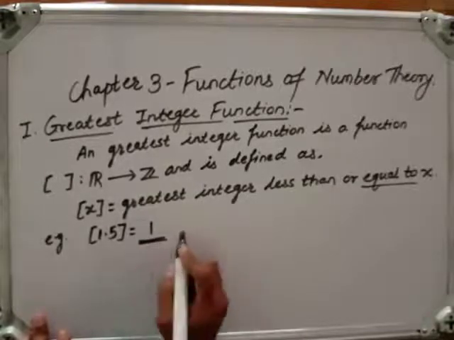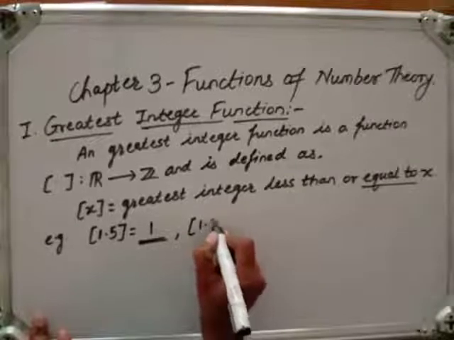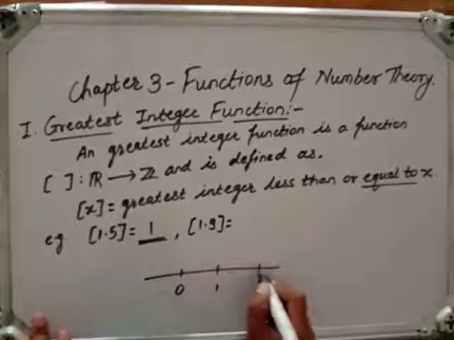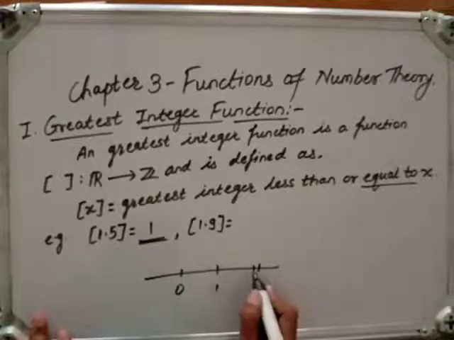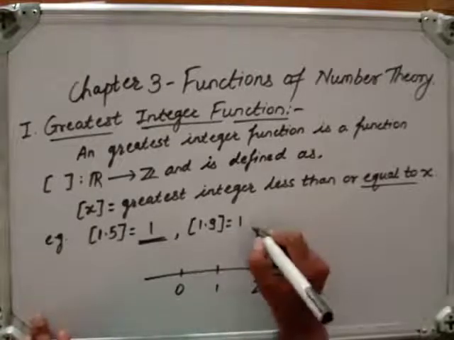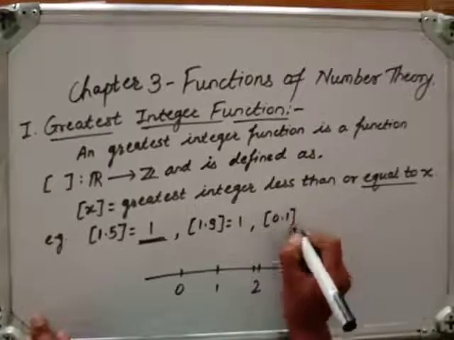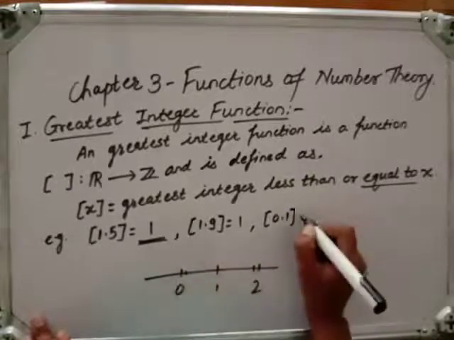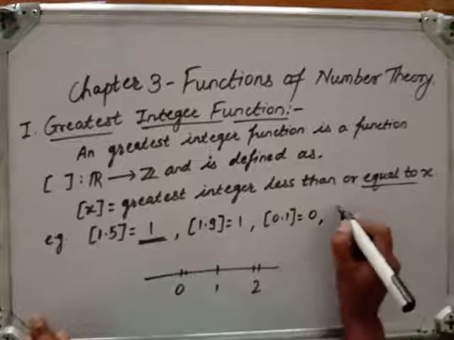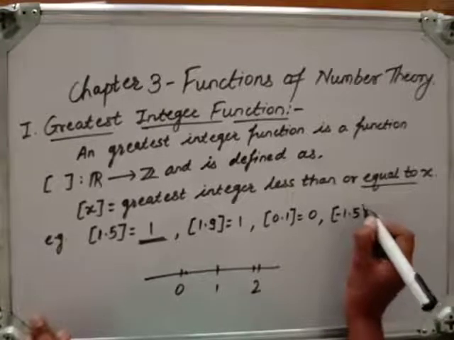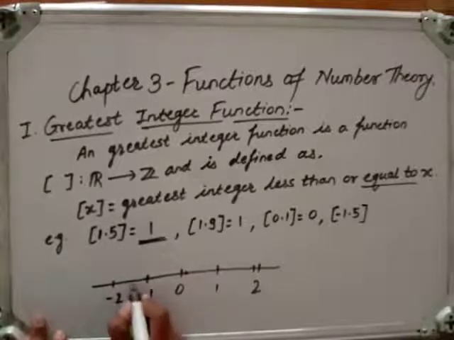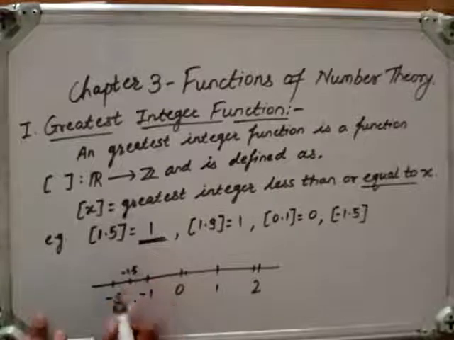Again let's see the next example. Suppose I am taking 1.9, then also here 0, 1, 2, so 1.9 is somewhere here, so it is not equal to any integer, so it is less than that, so this is also 1. Now if I am taking 0.1, which is somewhere here, its value is 0. The greatest integer function of 0.1 is 0. If I am taking minus 1.5, now look at it carefully, minus 1.5, suppose here minus 1, here minus 2, so minus 1.5 is here, fine.